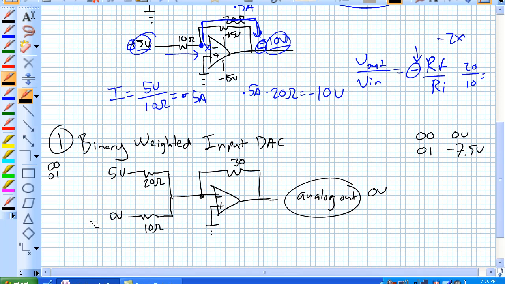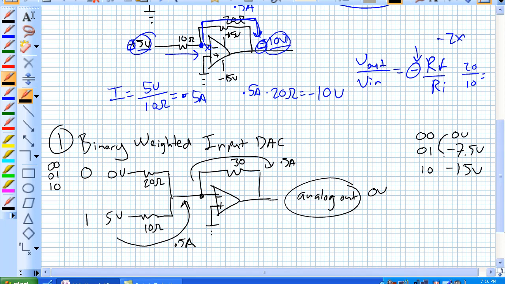Now, let's go to the next one. 1, 0. MSB 1, LSB 0. So now we've got 5 volts across a 10 ohm resistor, 0.5 amps. 1, 0 gives us a value of negative 15 volts. So we've gone a step of negative 7.5, negative 7.5. How much are you going to bet that 1, 1 gives us an equal step of negative 7.5? Let's see if that happens.